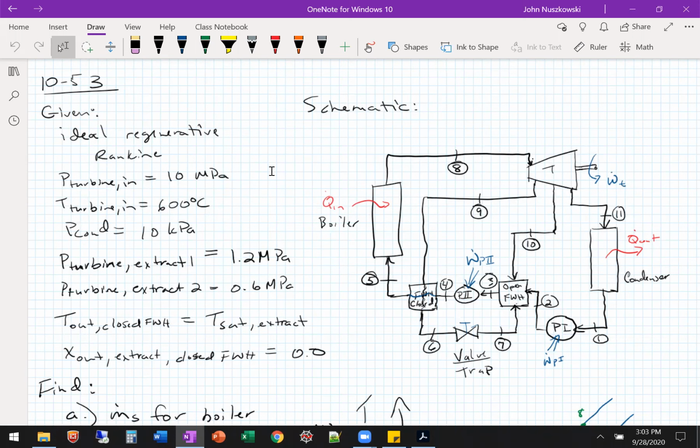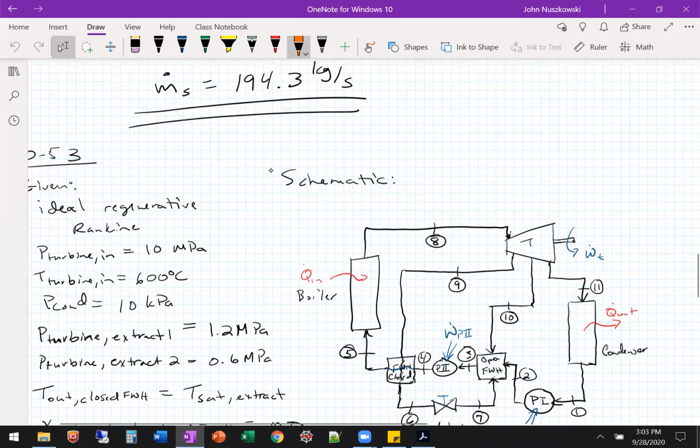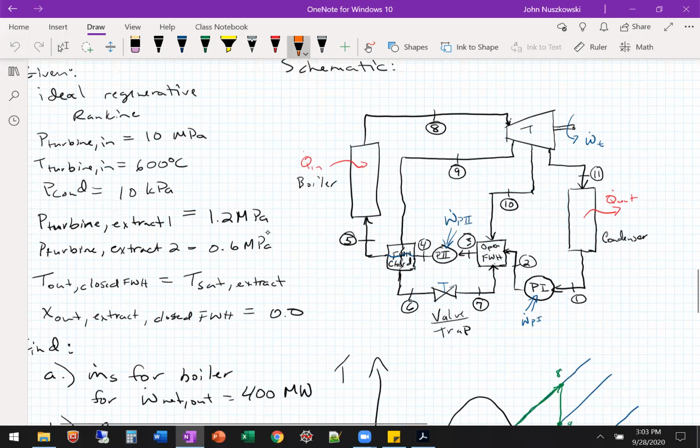Okay, so that would be right here. Draw for me here. So right here is our first one, and then our second is here, right? And then this is our condenser pressure, right? So we have all the pressures around the turbine, right? 8, 9, 10, and 11 given to us. Then they give us these last two things.